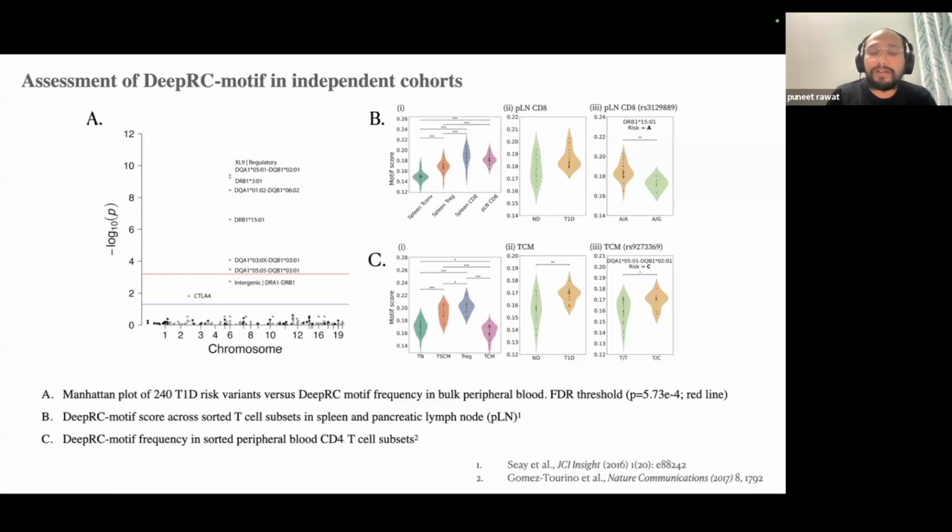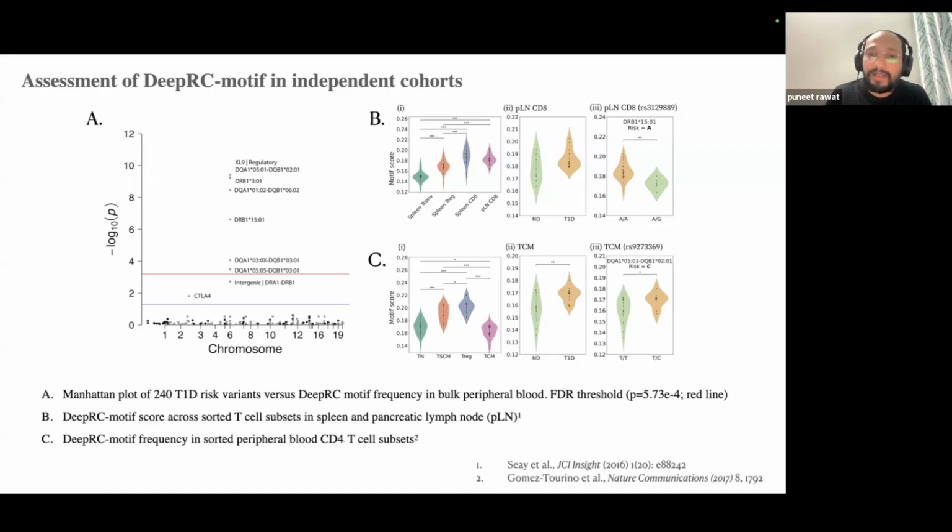And we also tested different cohorts, the sorted cohorts of spleen and pancreatic lymph node, and we observed that for the spleen, CD8 has a much higher motif score compared to the Tregs and CD4s. And we also tested the sorted peripheral blood CD4 T cell subsets, and we found that Tregs have a much higher score compared to the other ones.